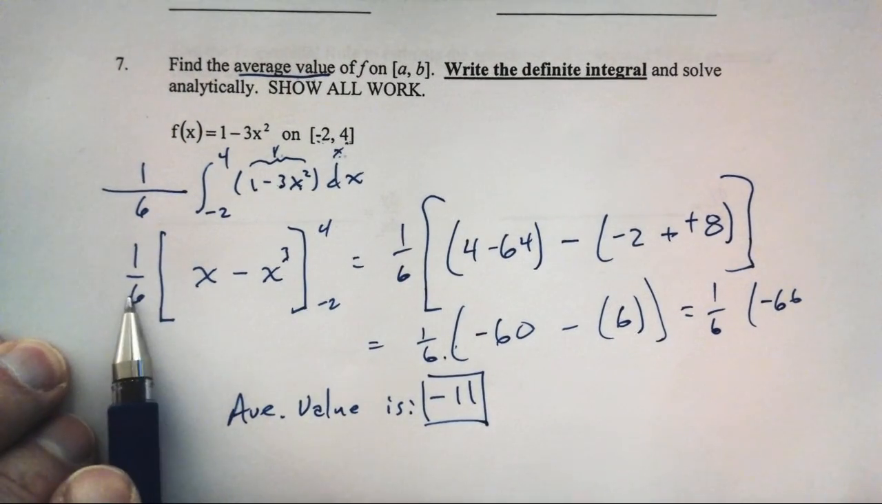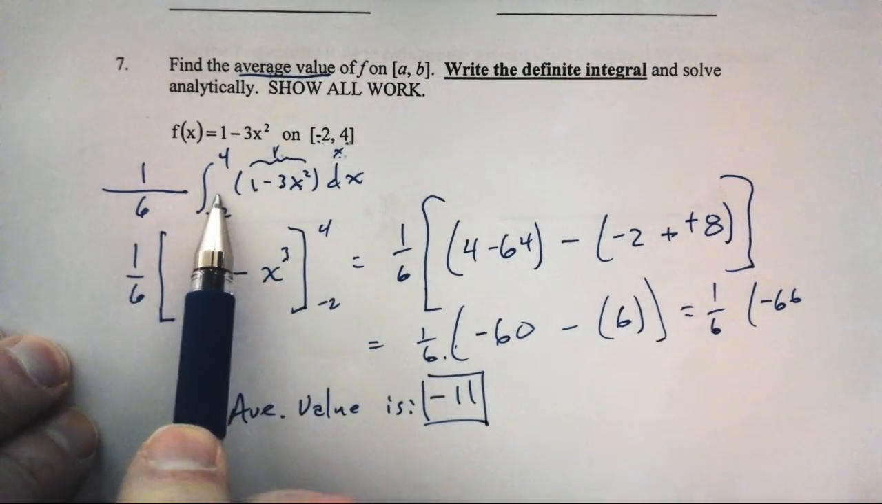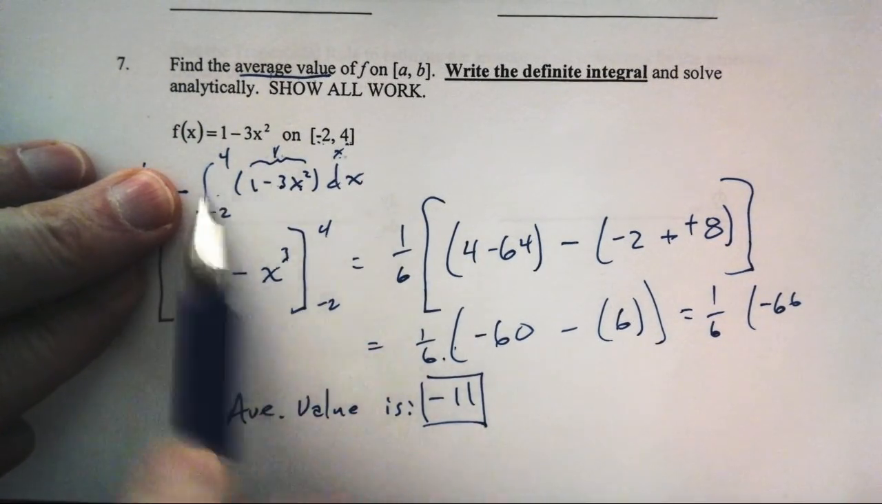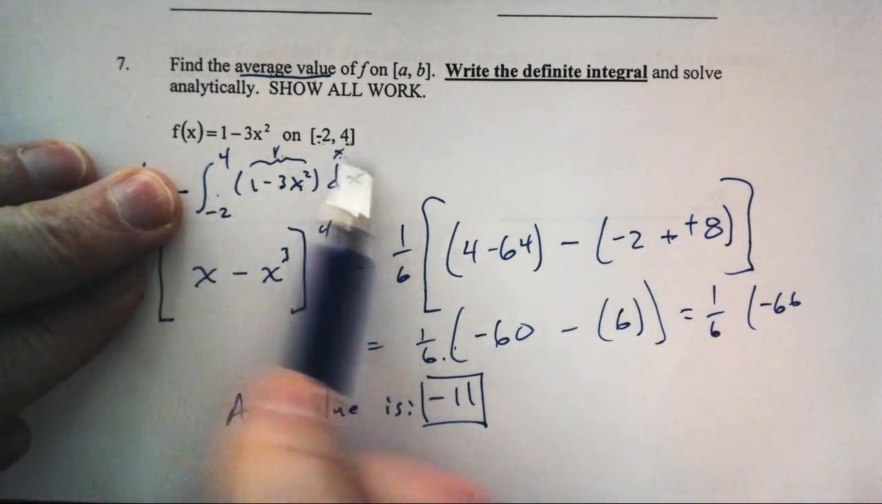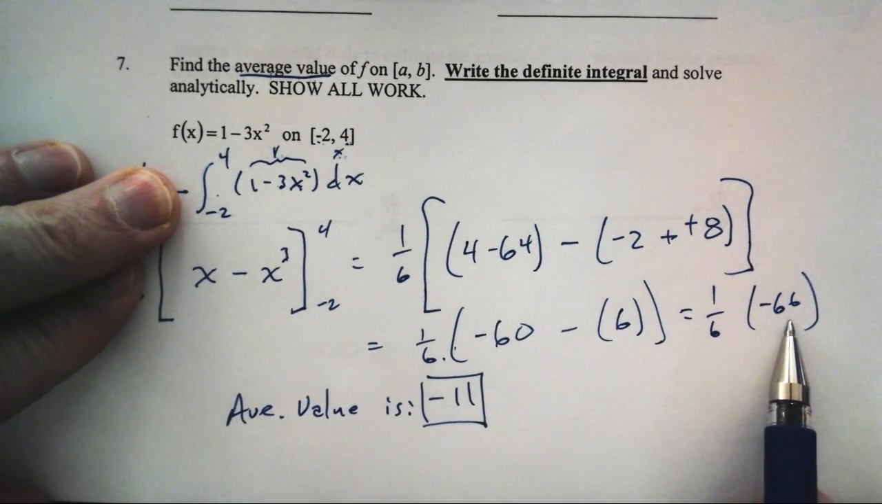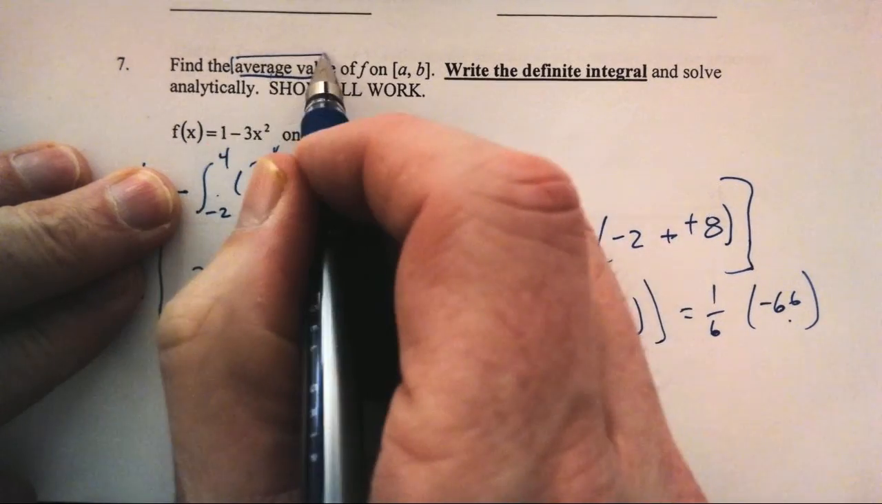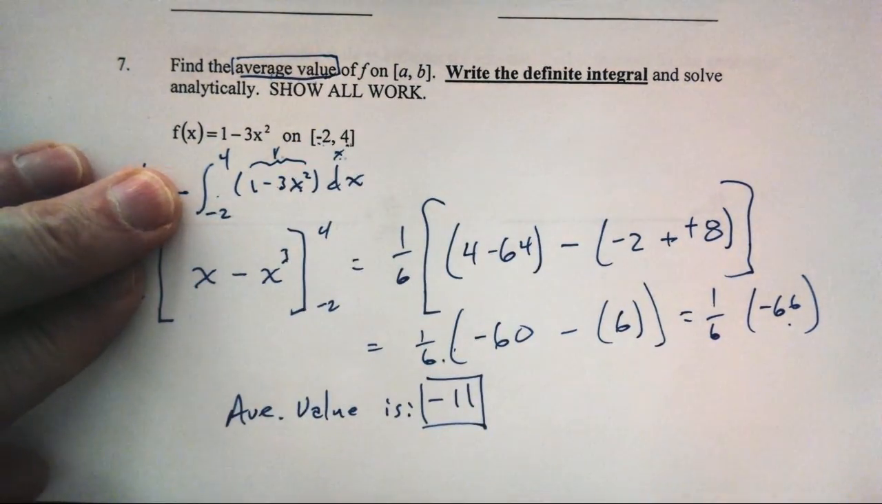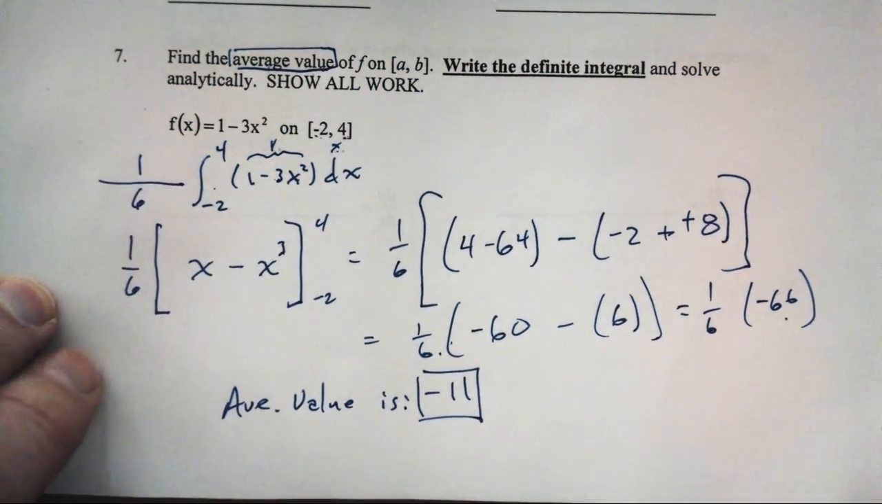Just don't forget our 1/6. We have to read that carefully. A lot of times we're so focused just on integration. I would expect maybe a few people would just have a final answer of negative 66 here. So read it carefully. We have to divide away the x's to be left with our average y.